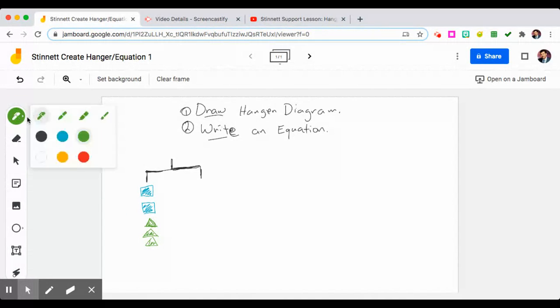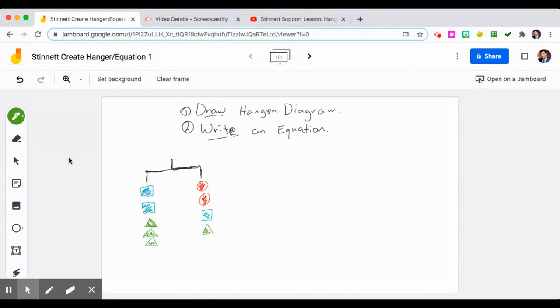And then on the right side, I think I'm going to make two circles. So I've got one circle, two circles. And then I think I'm going to have one square, and then one triangle. Okay, so I've made this hanger diagram.